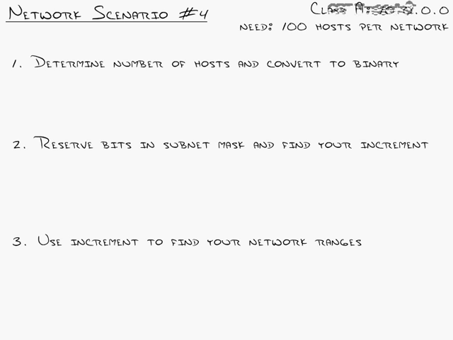All right, network scenario number 4. Class A address, we have 10,000 and need 100 hosts per network. So 100, how many bits does it take to get that number? 128, 64, 32, 16, 8, 4, 2, 1. Our first one goes right there, so immediately I know it is 7 bits. Step 2.